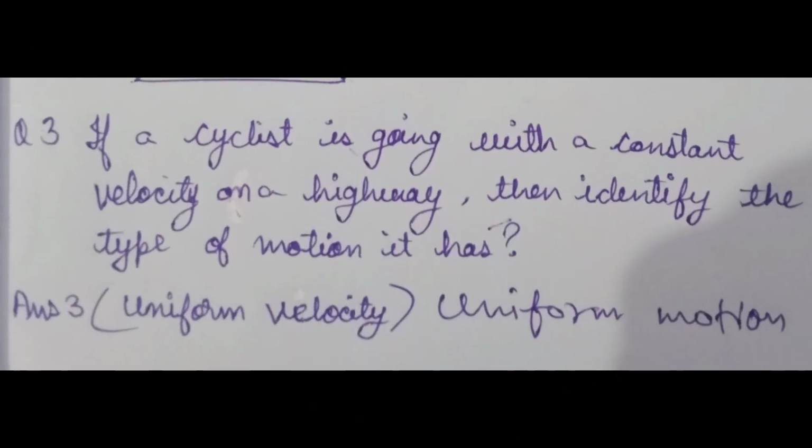If a cyclist is going with a constant velocity on a highway, then identify the type of motion it has. It has uniform motion, बिकॉज उसकी वेलोसिटी भी यूनिफॉर्म है, तो वो है यूनिफॉर्म मोशन में.